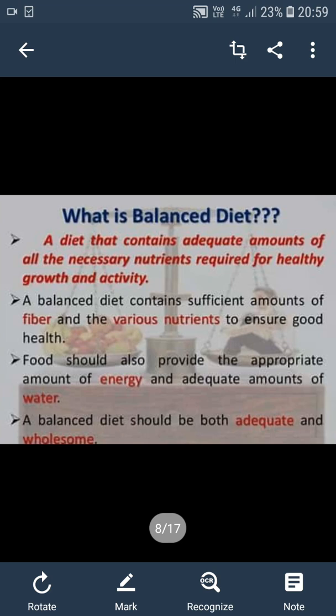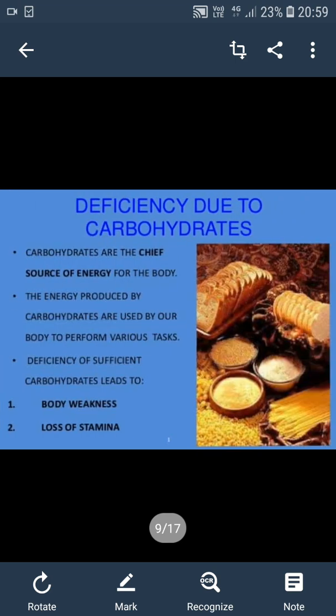Next, we'll proceed with your deficiency diseases. Children, till now we studied what all the nutrients are and the importance of your nutrients. Now we are going to study your deficiency diseases. Can you tell me, children, what do you mean by a deficiency disease? See, the diseases that are caused by a lack of adequate amount of nutrients in our diet are called deficiency diseases.